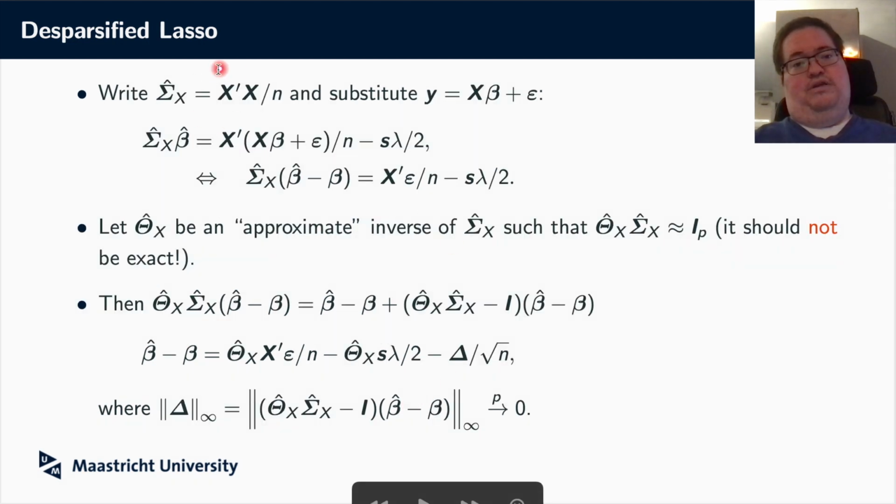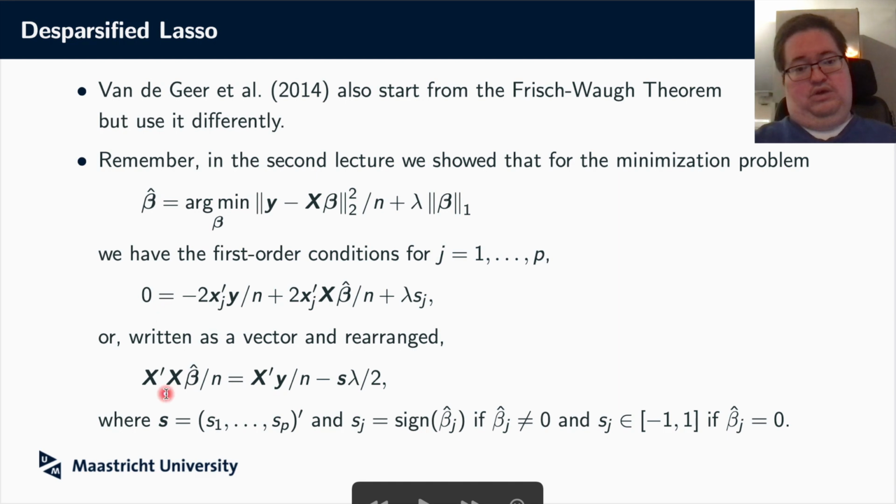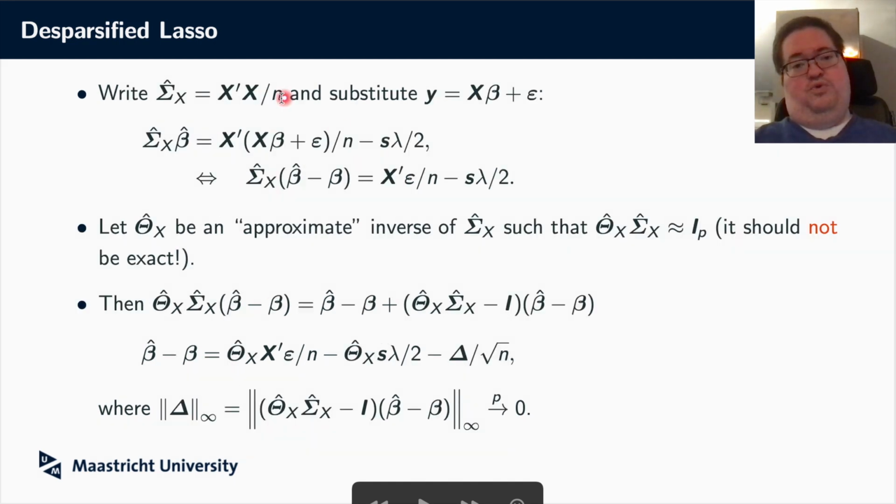Now, let's do some different notation, and let's write x prime x over n as sigma hat x. And we can use this actually as an estimator, of course, of the covariance matrix of the x's. And write sigma hat x beta hat, which comes from the previous slide here, and plug in for y the true expression for y. And then we can rewrite, because we again get x prime x over n, so again sigma hat x times beta, so put that to the other side, and we end up with this expression here.